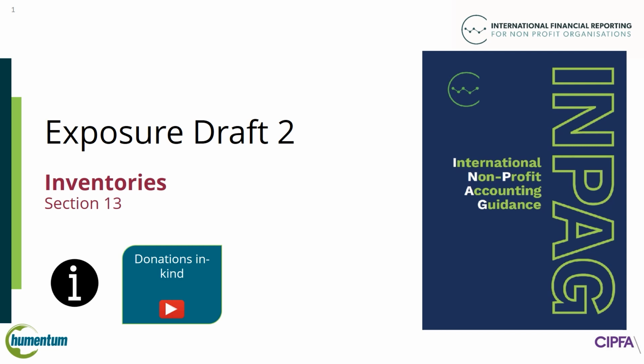Welcome to this video from IFR for NPO, where we explain the proposals for inventories included in International Nonprofit Accounting Guidance, Exposure Draft 2, Section 13. This covers NPO-specific issues relating to recognition, measurement, presentation, and disclosure. It also includes donated items and inventory intended for use or distribution, rather than for sale. Our goal is to make the proposals accessible, to stimulate feedback from stakeholders.